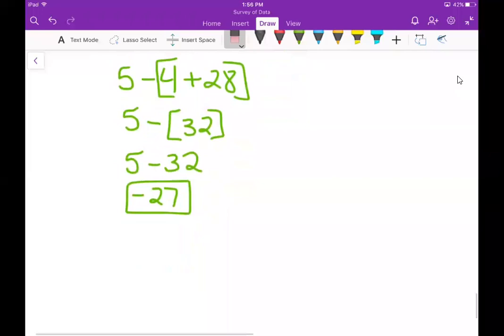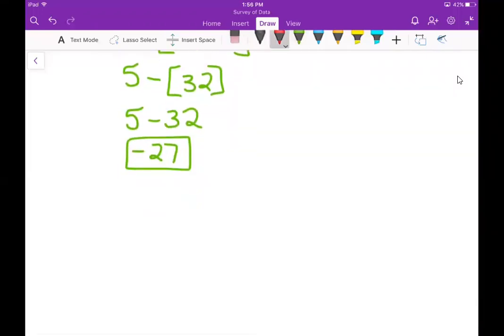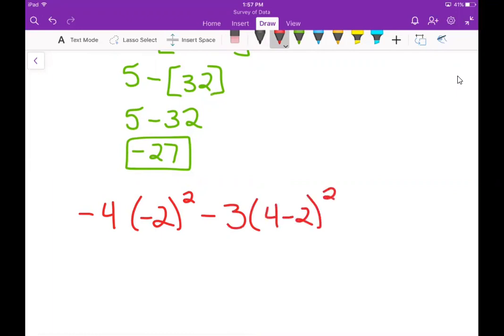All right, we have yet to look at one with exponents, so let's make the last one we look at here one with exponents. So we've got -4 here. I'm going to throw in an exponent, so times (-2) squared minus 3 times (4 minus 2) squared. So a few exponents going on here. We've also got parentheses and other operations going on.